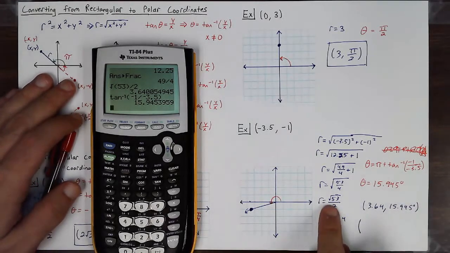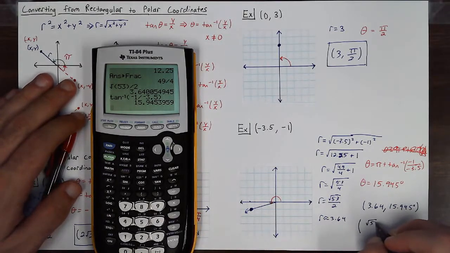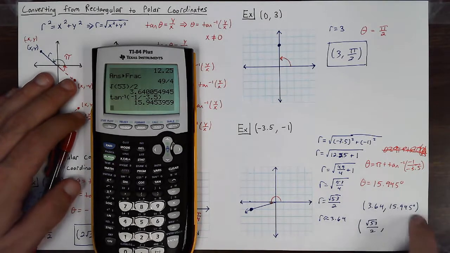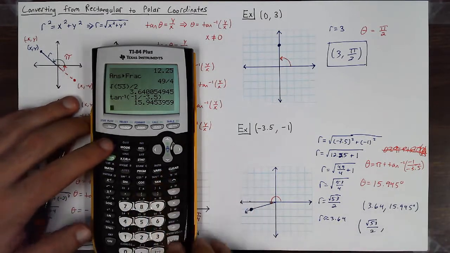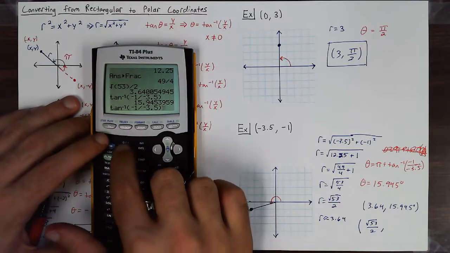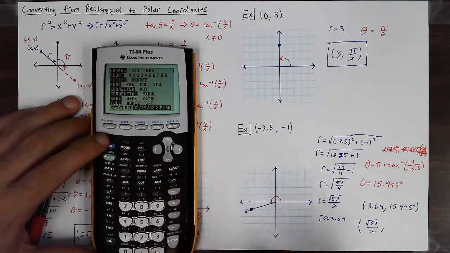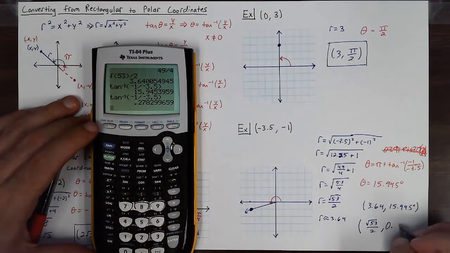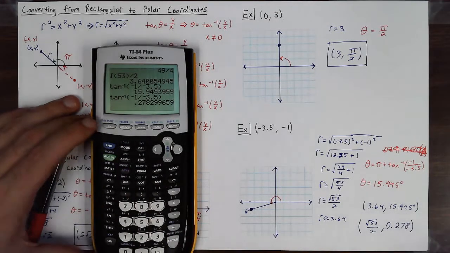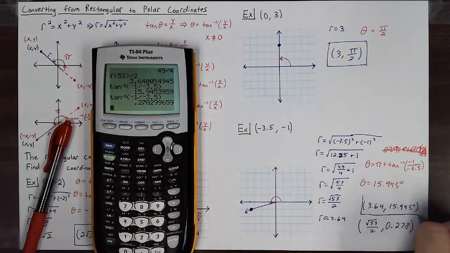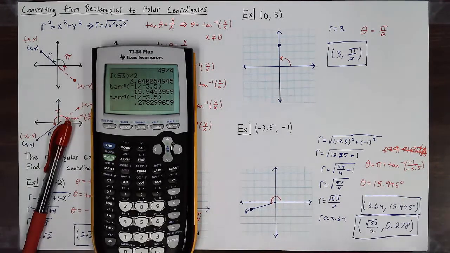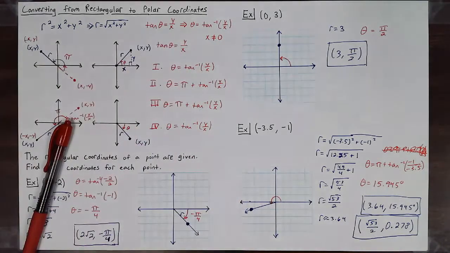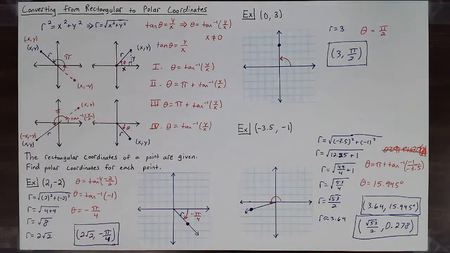Or I could use an exact radius. Or I can use radians. So if I do that same entry from before, but in radian mode, it is 0.278 radians. So either way to write your answer, any combination of these two would be correct. And that is how you convert from rectangular to polar coordinates.